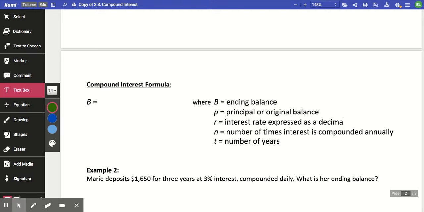So if I wanted to calculate the balance after, let's say, the 8th quarter, then I would take principal times 1 plus 0.05 divided by 4 to the 8th power.